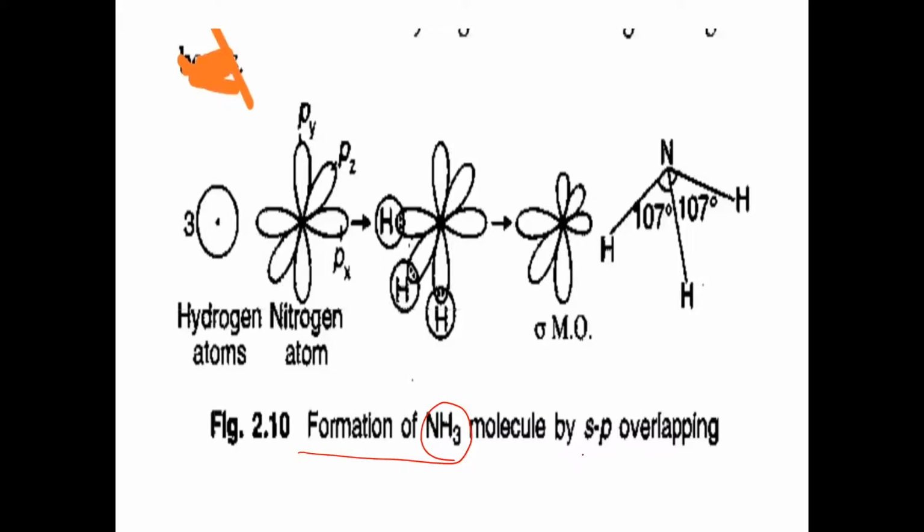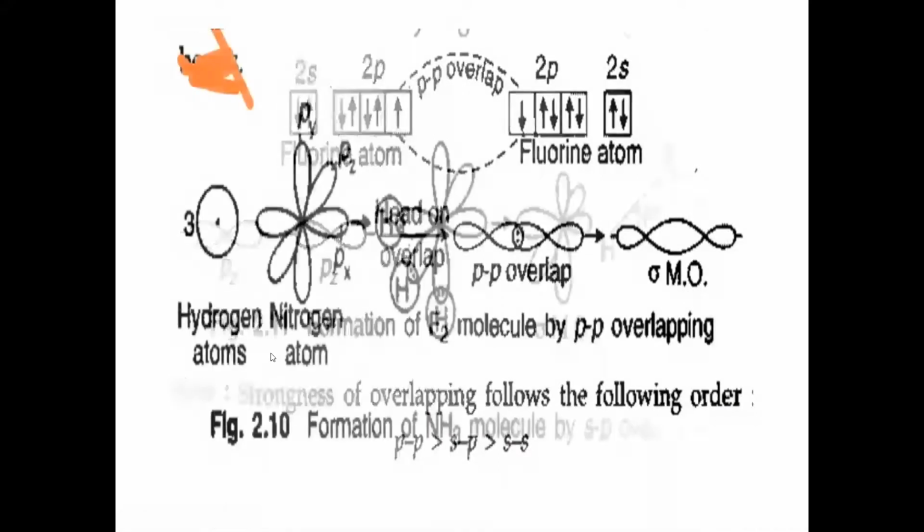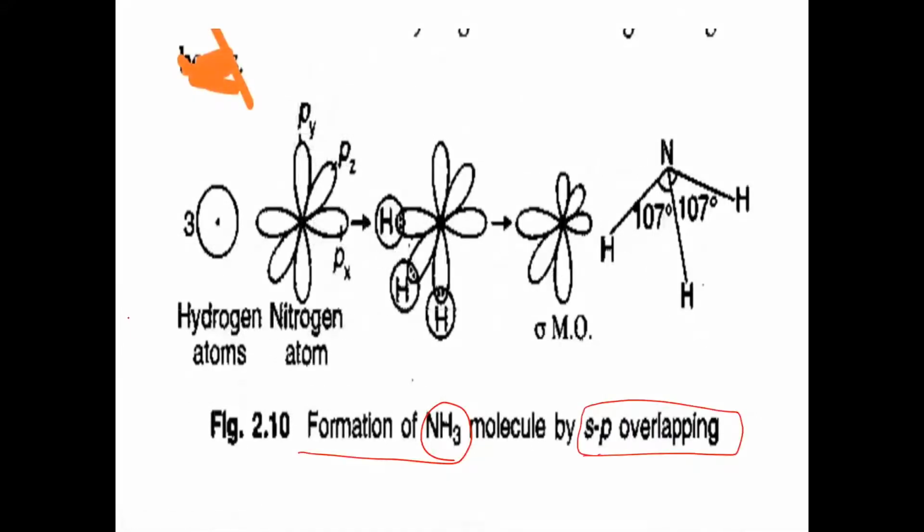And here also, which type of overlapping takes place? sp overlapping takes place. Why sp overlapping here? The s orbital of hydrogen and the p orbital of nitrogen will overlap with each other to form sp overlap. So how many hydrogen atoms in total? 3 hydrogen atoms and 1 nitrogen atom will combine.